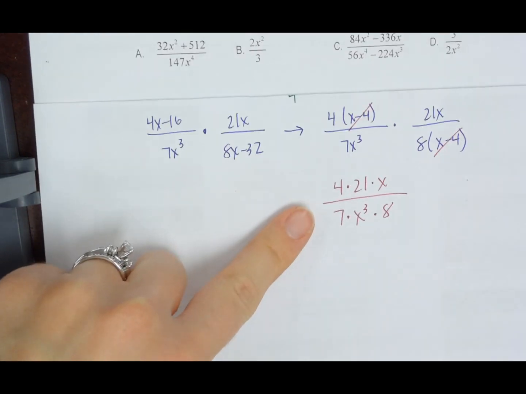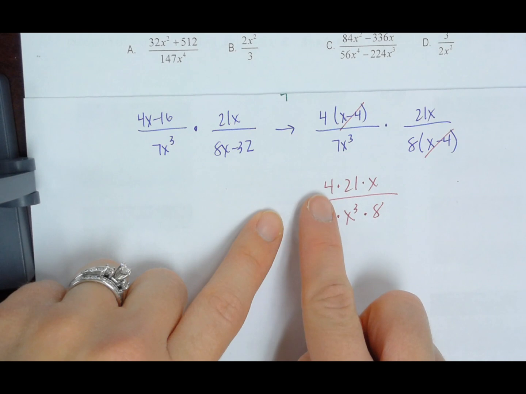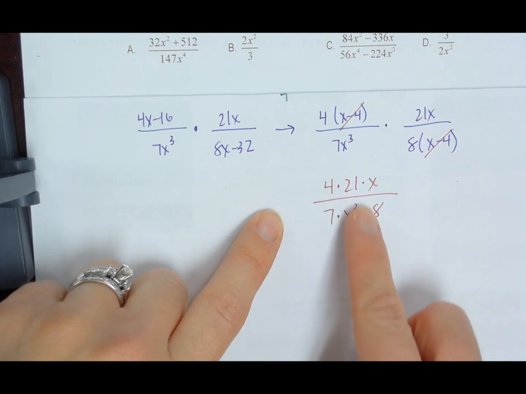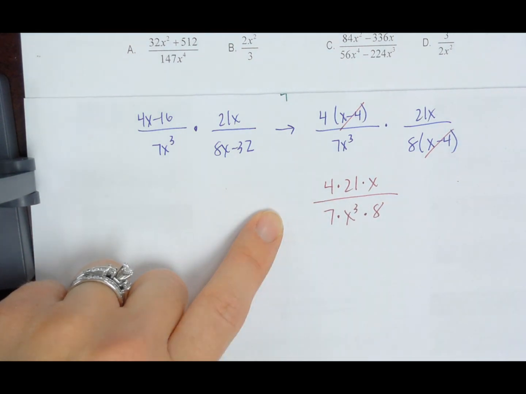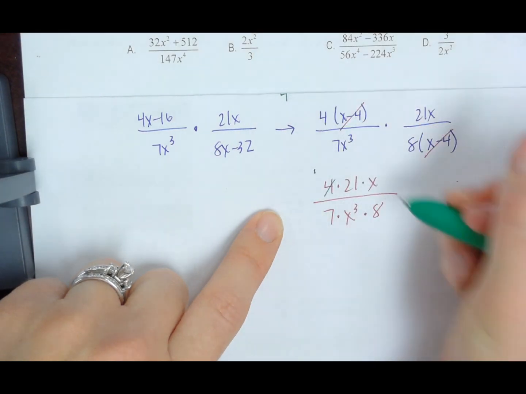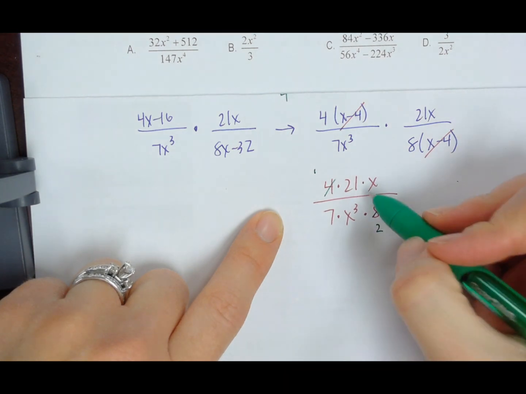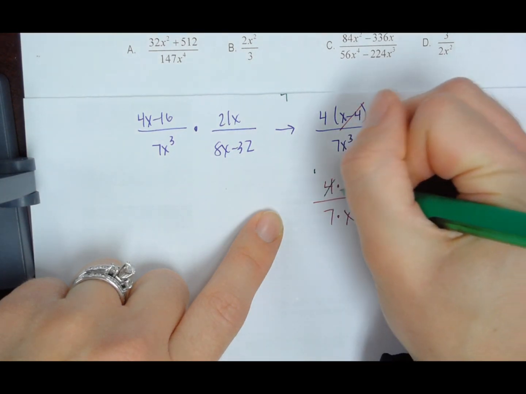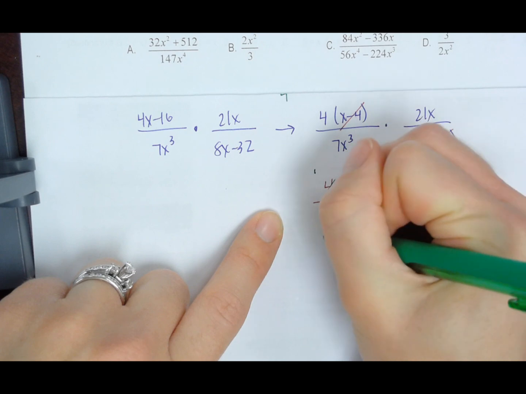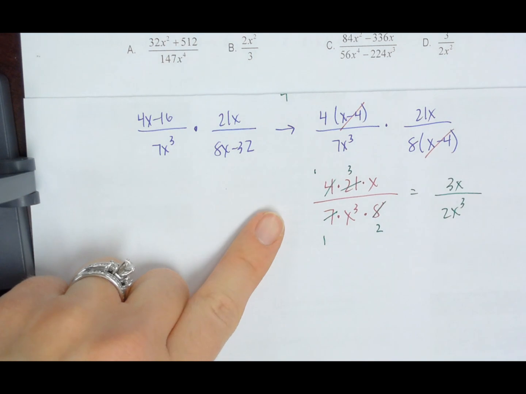Now the reason why I didn't actually multiply the 4 and the 21 together and the 7 and the 8 is that I recognize that, hey, 4 and 8 are going to reduce, 21 and 7 are going to reduce. So I might as well just leave it like that, but you could multiply them together if you choose. So this 4 is going to cancel out and make a 1, and this 8 is going to become a 2. And then with this 21 and 7, this will reduce to 3 over 1. So what we have left, we have a 3x on top and a 2x cubed on the bottom.